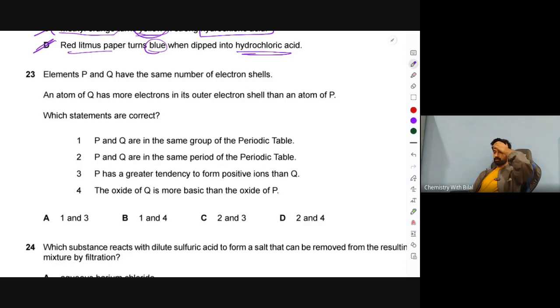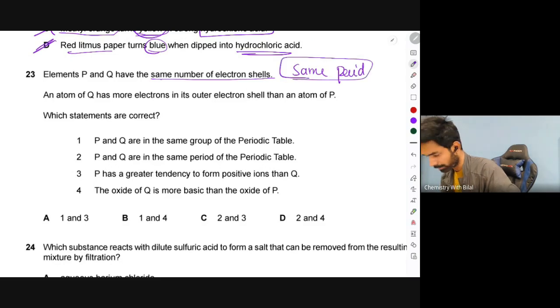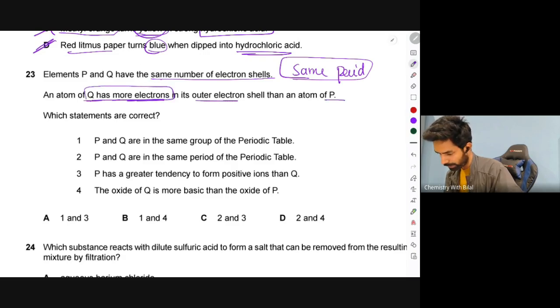Elements P and Q have the same number of electronic shells. That means they are present in the same period. Same number of electronic shells refers to the same period because only elements in the same period have the same number of occupied shells. Atom Q has more electrons in the outer shell than P. If Q has more electrons, Q has a higher group number. High group number. Its group is higher than P's.